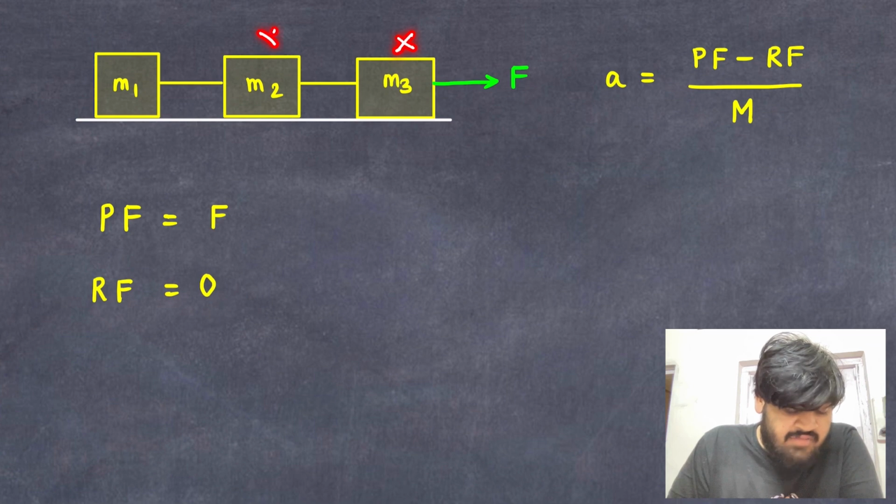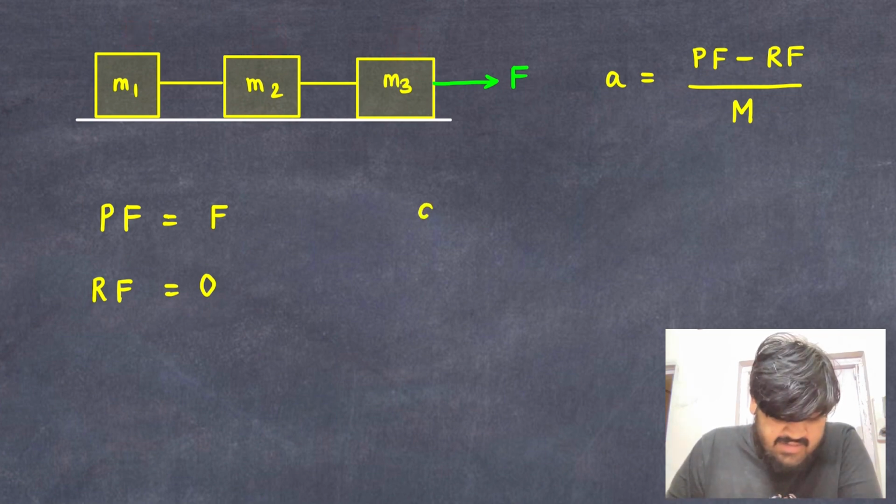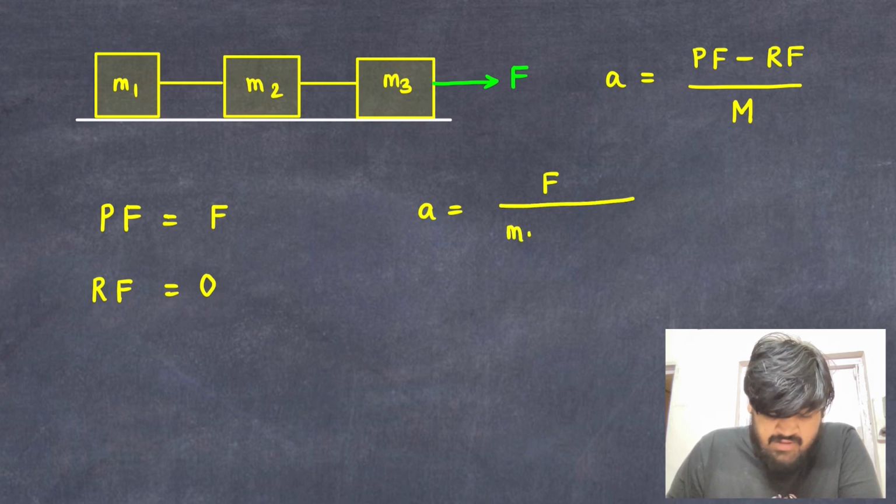This is also not giving any pulling or resisting force, and this is also not giving any pulling or resisting force. So the net resisting force will be 0. So over here the acceleration comes out to be capital F divided by m1 plus m2 plus m3. Okay, I hope you got this.